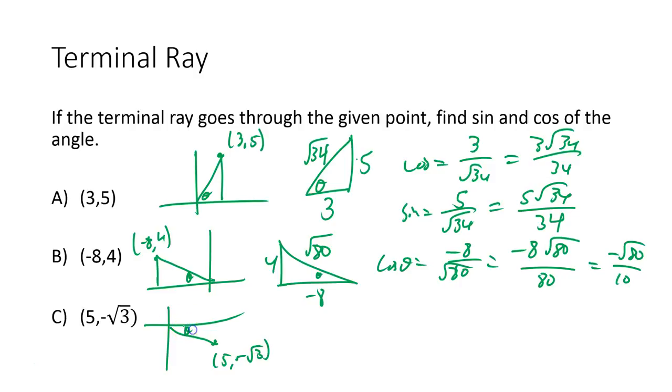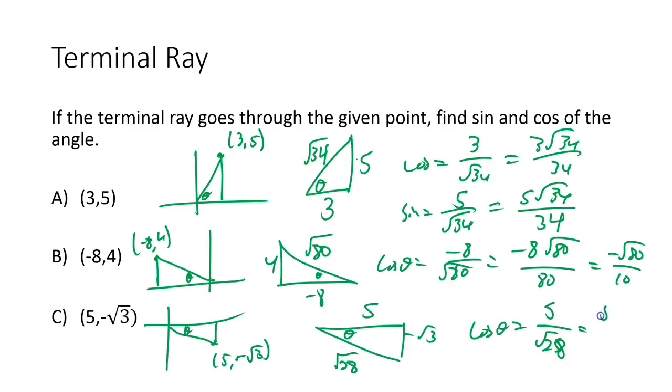Get our theta adjacent to the x-axis. So we have a triangle that looks like this. This is 5, this is negative root 3, this is theta. So cosine theta: 25 and 3 is 28, so the hypotenuse would be root 28. Cosine theta would be adjacent 5 over root 28, which is 5 root 28 over 28.